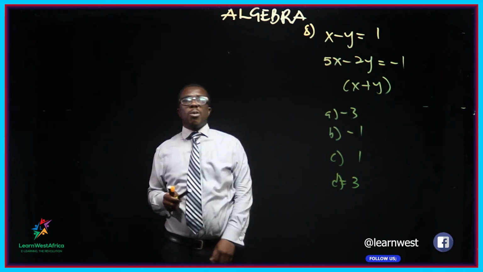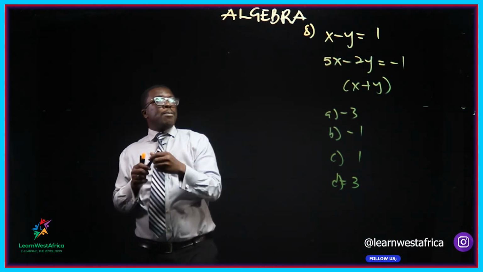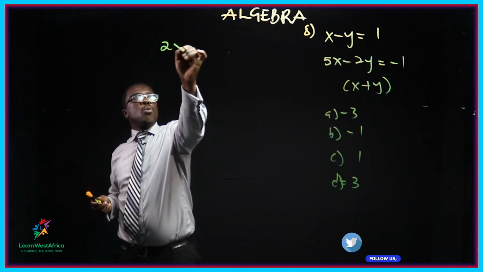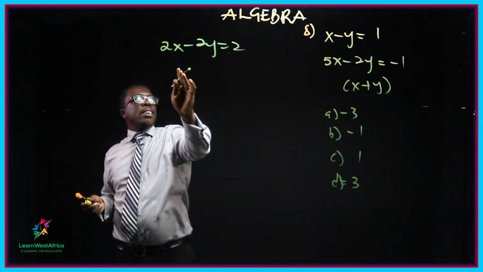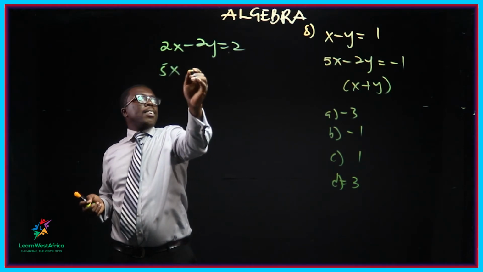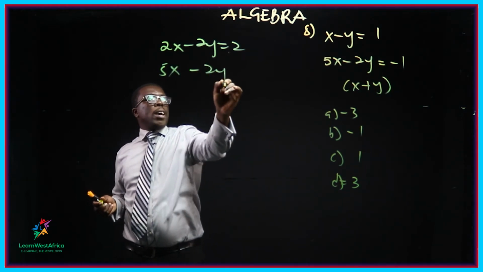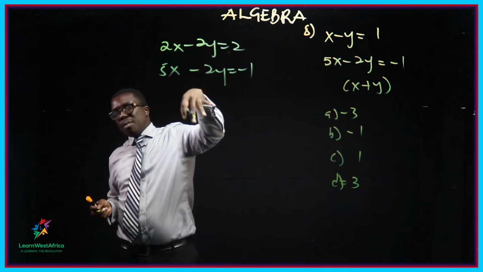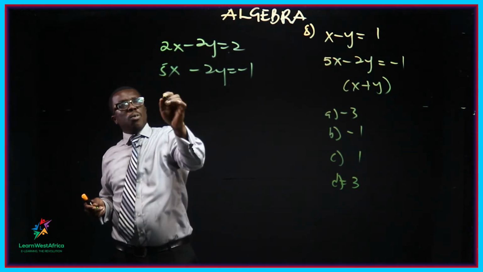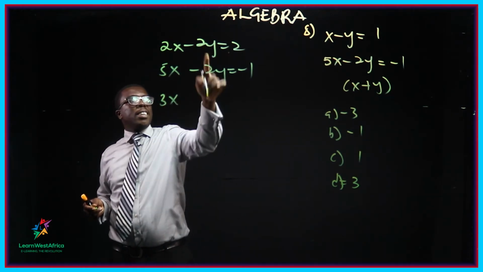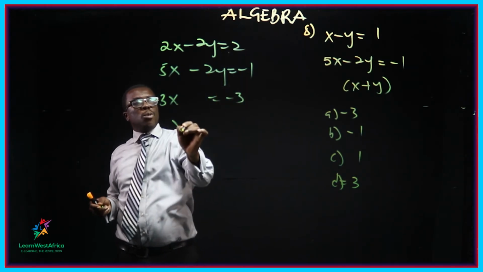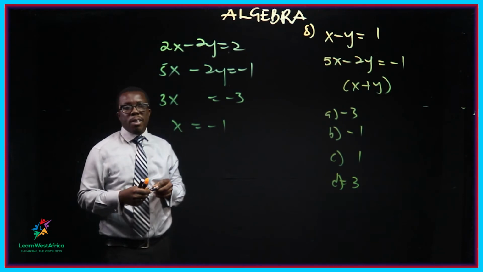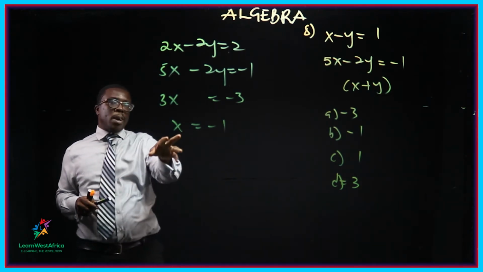Now let's solve it. You multiply the first expression by 2: 2x minus 2y is equal to 2. Now we have 5x minus 2y is equal to minus 1. So we subtract because they are the same. We get 3x. Now minus 1 minus 2 gives minus 3. So your x is going to give you minus 1. Do you see that? Okay, so x is minus 1.